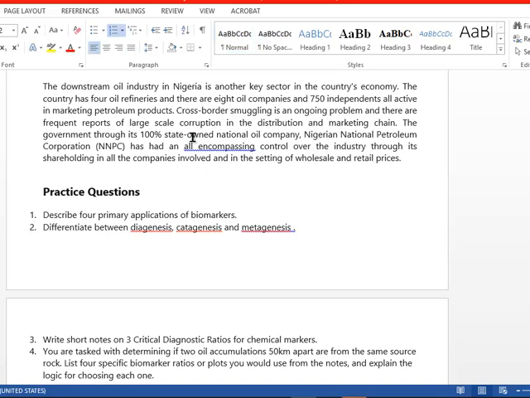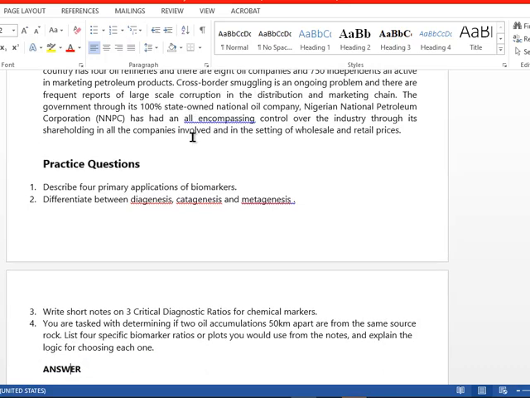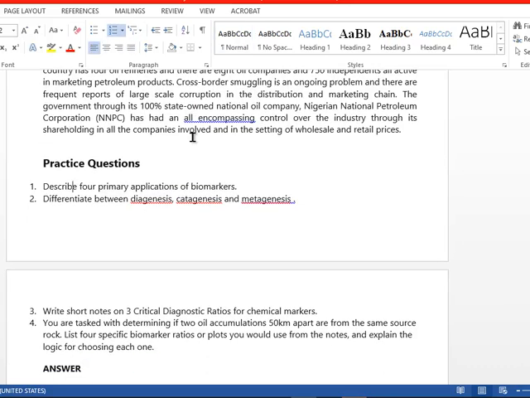So the first one is: describe four primary applications of biomarkers. That's easy. Differentiate between diagenesis, catagenesis, and metagenesis. I gave you that as an assignment also. Write short notes on three critical diagnostic ratios for chemical markers.